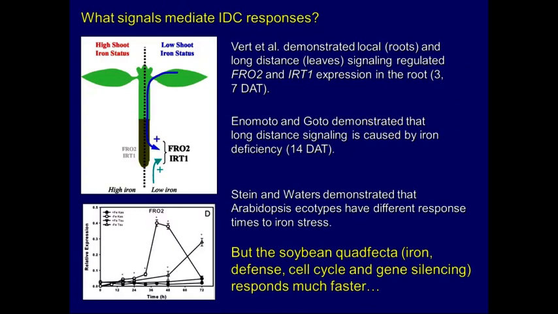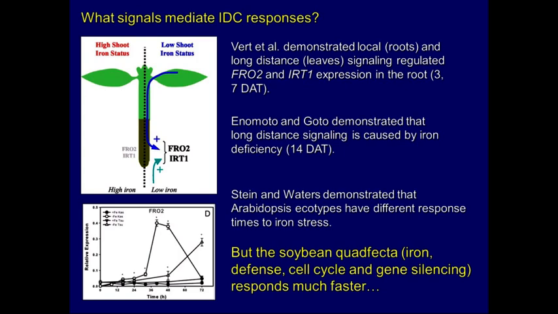What was interesting to us is that everything that we were seeing is very different from what's known in the Arabidopsis literature. Arabidopsis, when it's under iron stress, induces iron uptake genes. And in soybean, regardless of the expression platform that we use, regardless of the time point that we've used, we've looked as early as 30 minutes and as late as 40 days, soybean has a quadfecta response, where we see iron uptake being regulated, defense, cell cycle, and gene silencing.